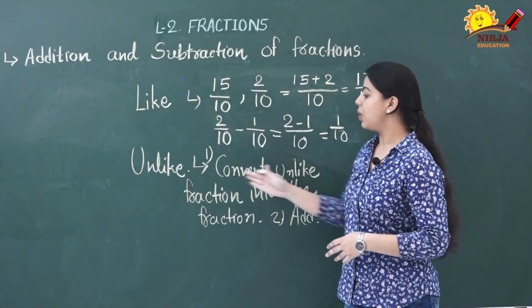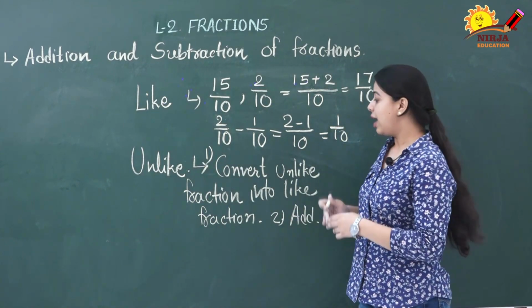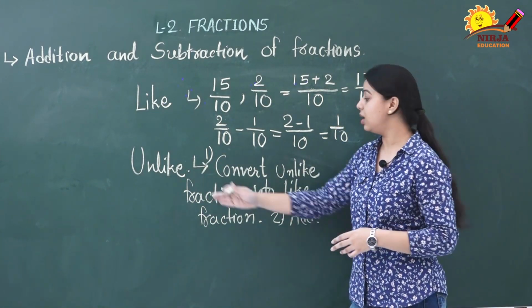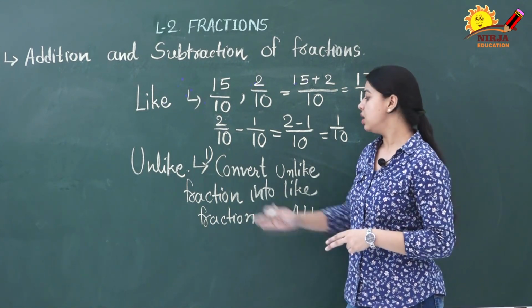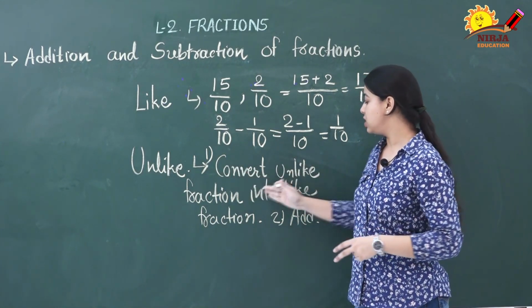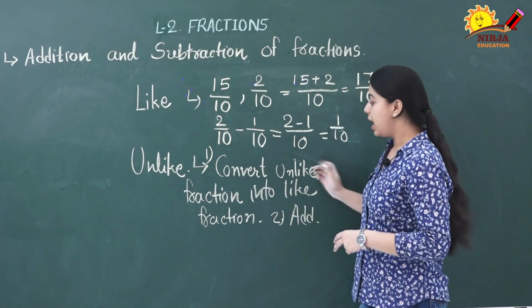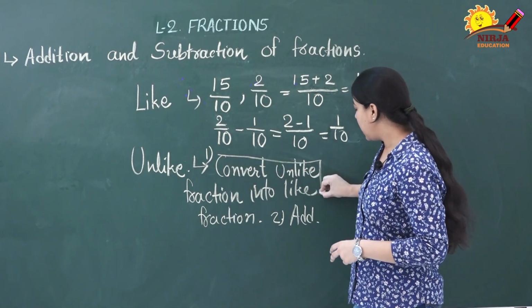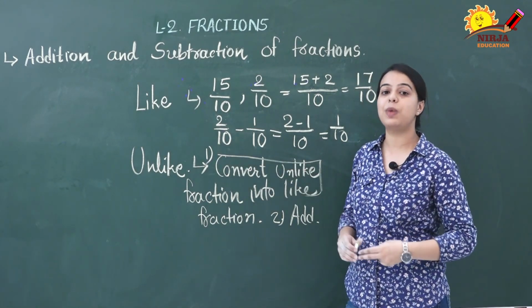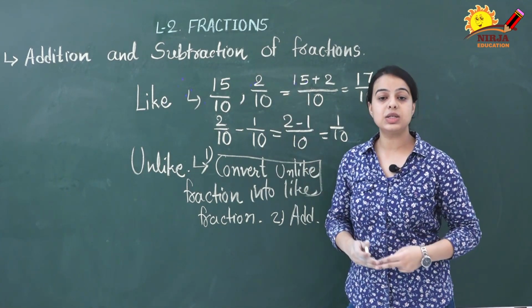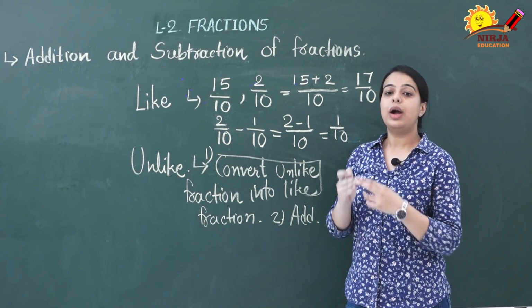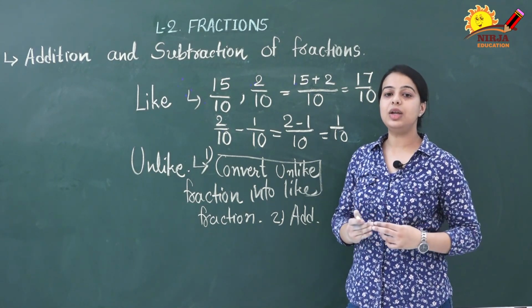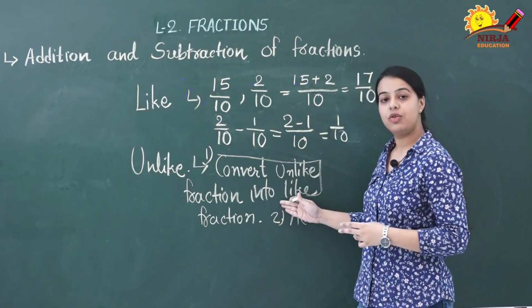Now let's move towards unlike fractions. How to add and subtract unlike fractions? Here you need to follow two steps. First one is to convert unlike fractions into like fractions, and this part we had discussed in the previous part of this chapter. So my dear students, if you have not seen that part yet, please go through that part, then only you can understand how to do the first step.